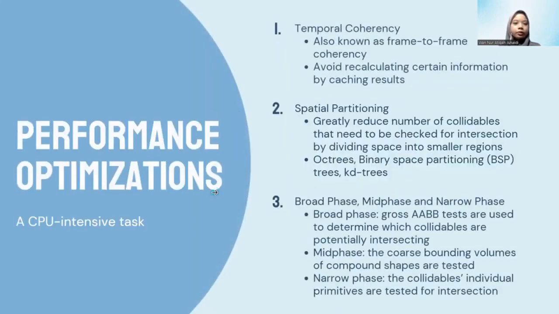Next is performance optimizations. There are three: temporal coherency, spatial partitioning, and the phases. The first one is to avoid recalculating information by caching results. The second one is dividing space into smaller regions, and the third one is that there are several phases to optimize the performance.